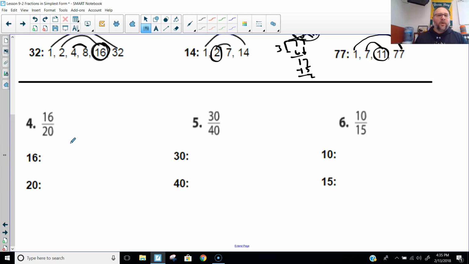But at this point, pause the video, try to solve numbers 4, 5, and 6 on your own. Again, the first thing you're going to do is find your factor rainbows for all these numbers first. Okay? And then you're going to look for the greatest common factor. And then you will divide your fraction, both the numerator and denominator, by whatever you find your greatest common factor to be. So pause the video, solve these problems. When you press play, you'll see the answers.